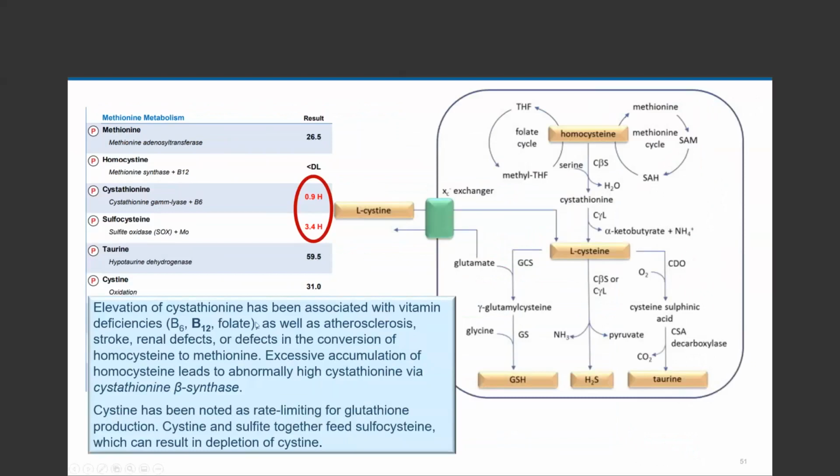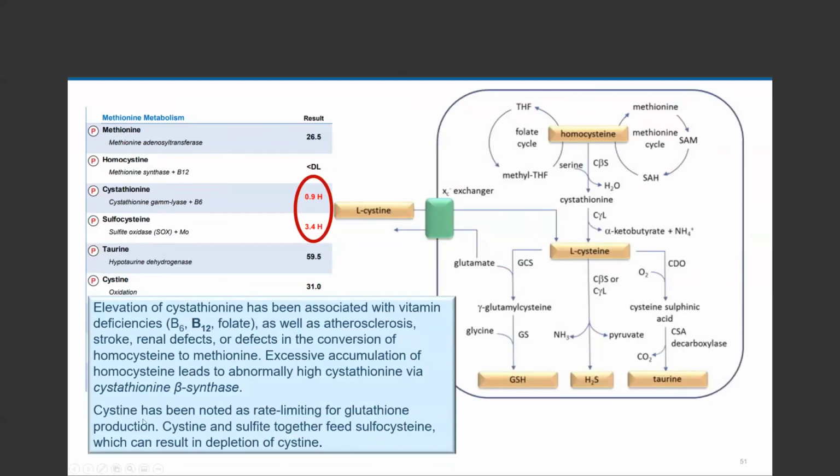Elevations of cystathionine have been associated with certain vitamin deficiencies: B6, B12, and folate. And we already know her methylmalonic acid is elevated, so I'm going to put money that it's more likely to be B12. It's also associated with other health conditions, which I don't think she has at this time, but these are things that I would look for.